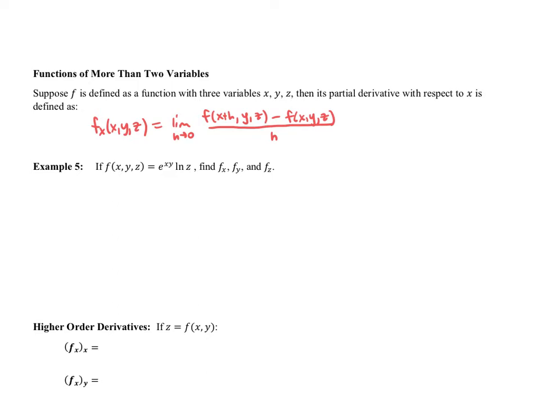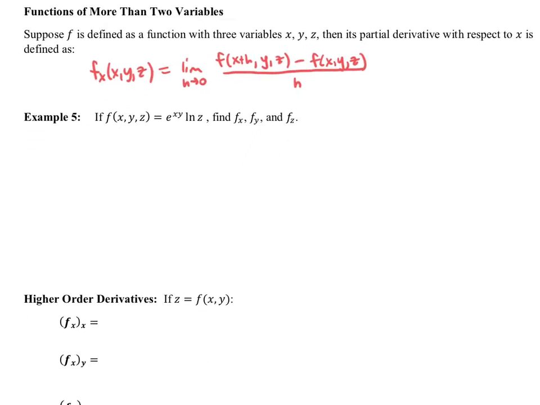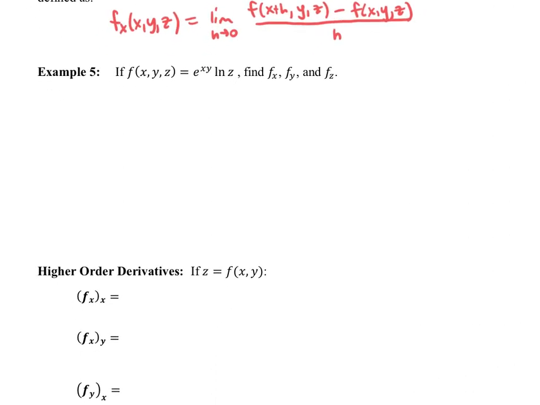All right, we're going to go ahead and try one of these in example 5. So we're going to find the first partial derivatives given this function of 3 variables. So we have f of x, y, and z. So the partial derivative with respect to x means that we let both y and z be constants. So we have the derivative y e to the xy times the natural log of z.